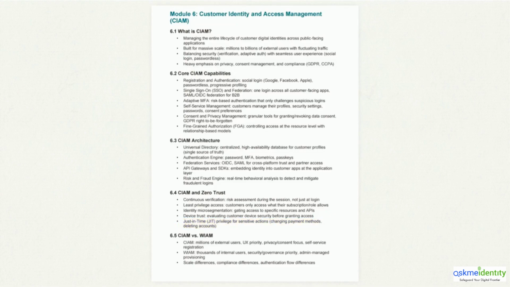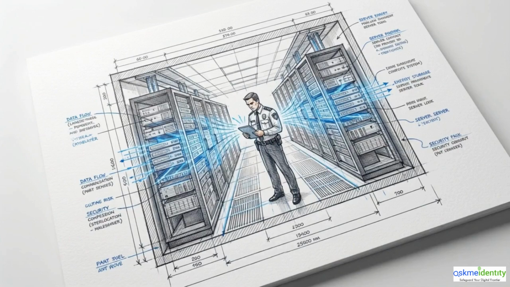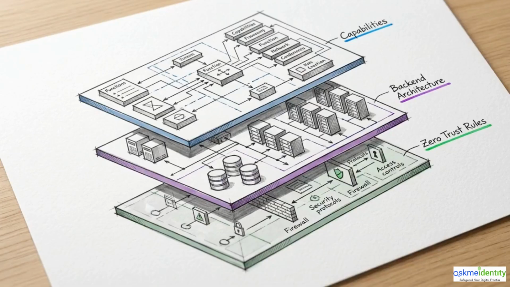For example, if a user attempts to change their payment method or delete their account, the system can demand re-authentication at that exact moment. Layering zero trust rules over the architecture creates a system that remains vigilant long after the initial login is complete. Take a look at your completed blueprint.